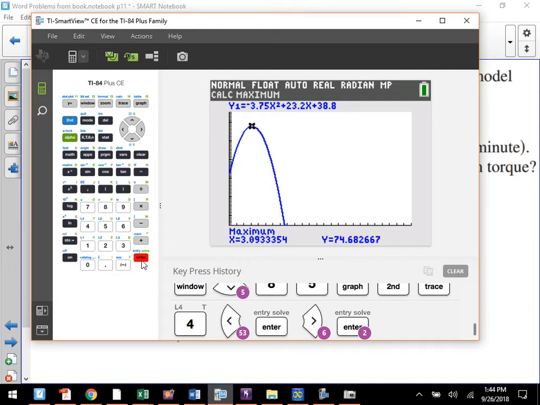So this tells me at an X value of 3.09, my maximum. So my X value is 3.09, my Y value is 74.68, which means the engine, if it's turning basically 3,100 RPM, the maximum torque in my engine is 74.68 foot-pounds. Not a lot of torque for that much RPM. Sounds like a small 4-cylinder diesel engine, to be honest with you.